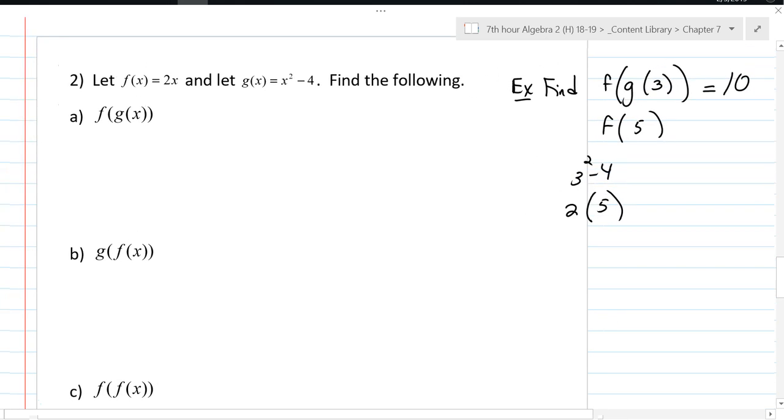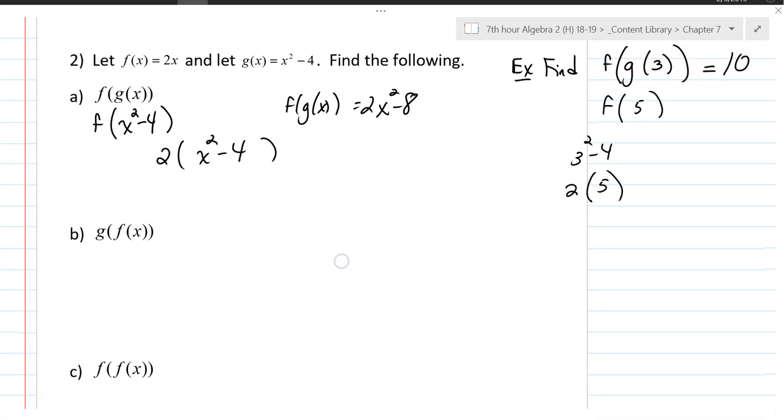Now I'm going to go to the actual equations, and we're going to find f of g of x. We start in the inner function and find g of x. So g of x is x squared minus 4. Now I want to find f of x squared minus 4. I'm going to rewrite the f function, take out the x, and replace it with x squared minus 4. And I can simplify. So f of g of x would be, if I distribute, 2x squared minus 8.